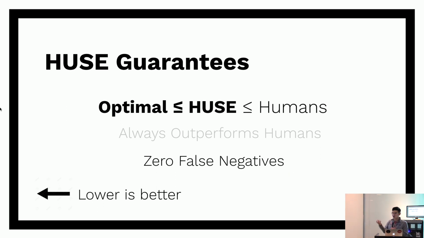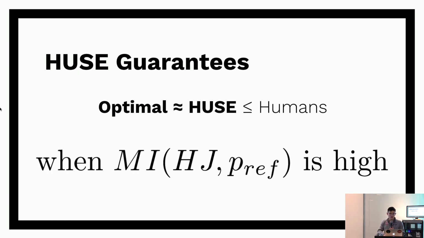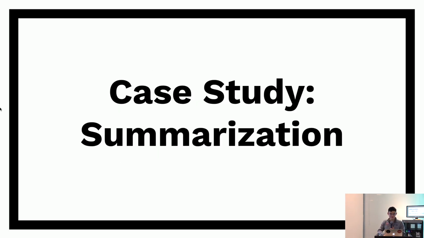In addition, HUSE upper bounds the optimal classification error. And this is easy to see because the optimal classifier is simply the best possible classifier over all possible classifiers, of which HUSE is but 1. This is very nice because this means that HUSE does not give false negatives. If HUSE says a model is bad, the model is definitely bad. Perhaps even nicer is that our estimate is tight if you can perfectly reconstruct PREF from human judgments. Although this is more of a theoretical thing since it's not going to be perfectly reconstructible.